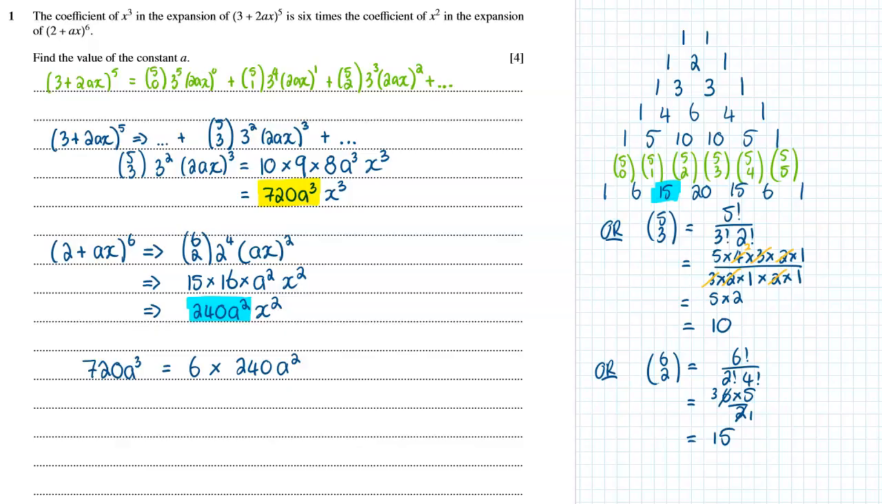Divide a squared from the second side into the first side, bring it over to the first side, and you've got a cubed divided by a squared. And then take 6 times 240 is 1440, divide it by the 720, and we end up with, well, a cubed divided by a squared is just a, and equals 2. And that's it. So we're done.